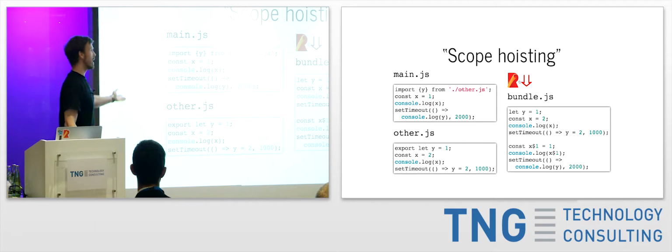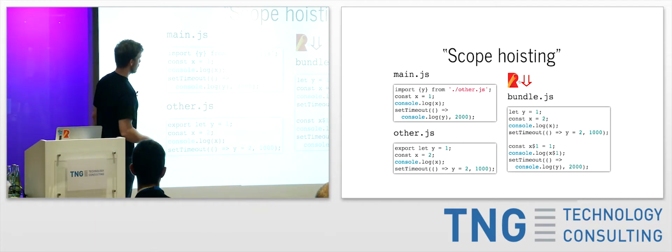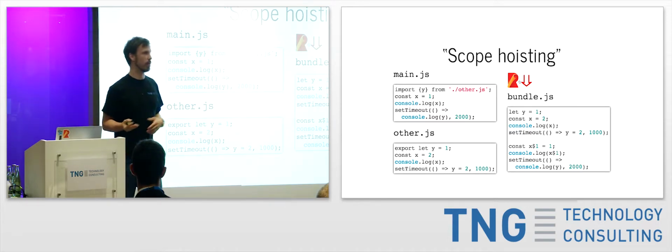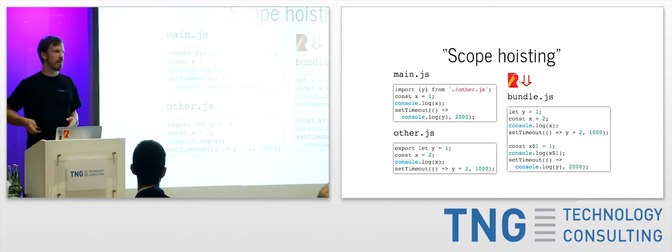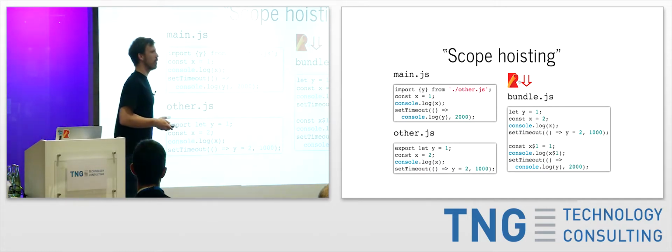And magically the x appears, and you see it has started adding this $1 here to be able to tell them apart. Okay, so this is the main idea of rollup.